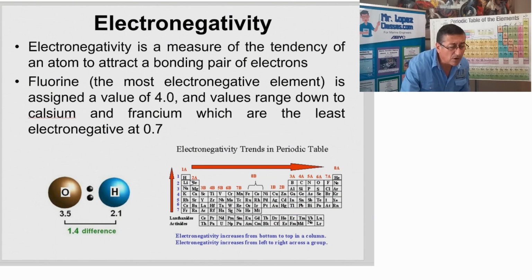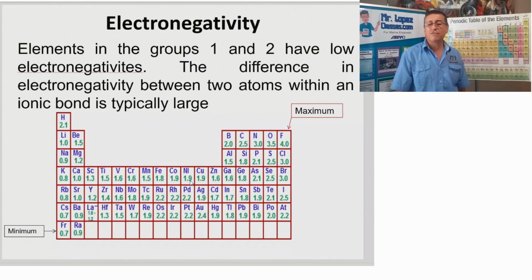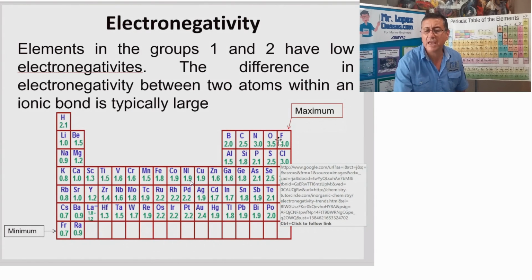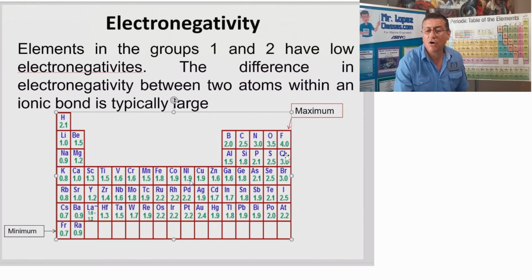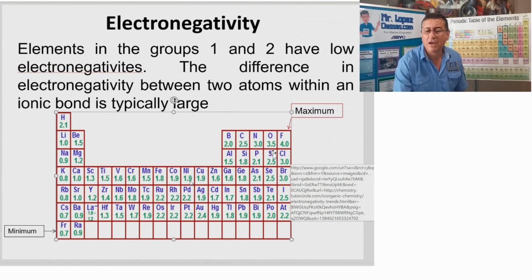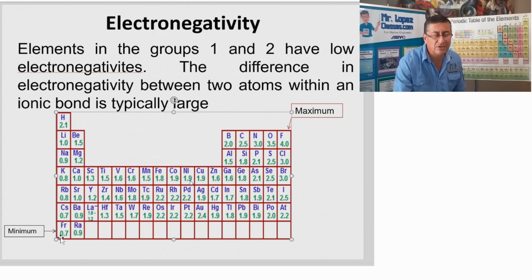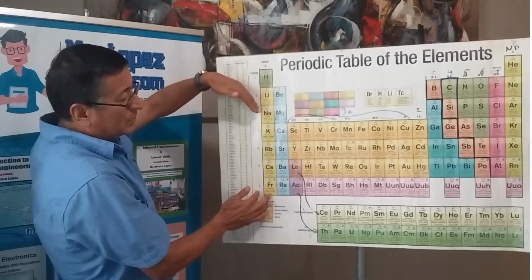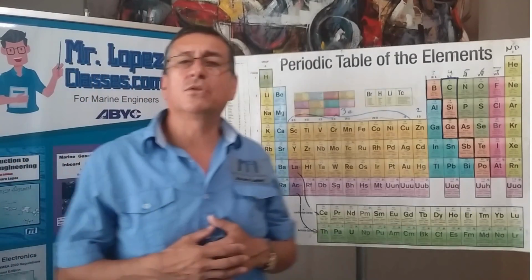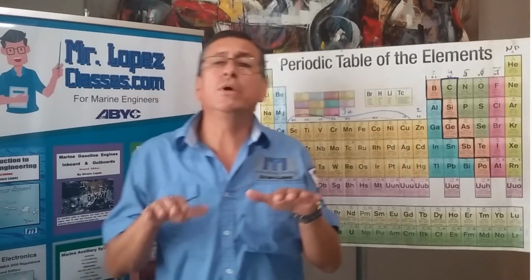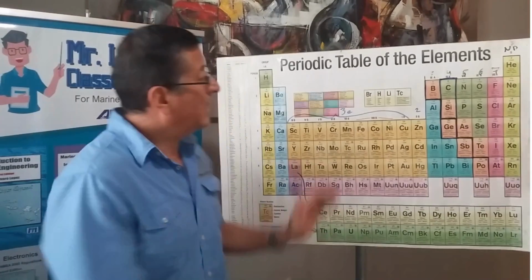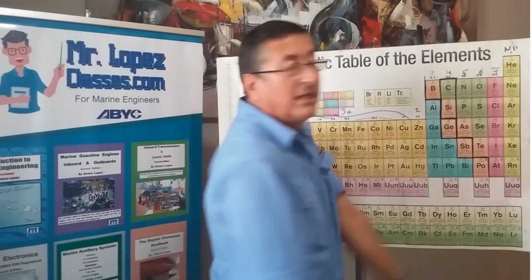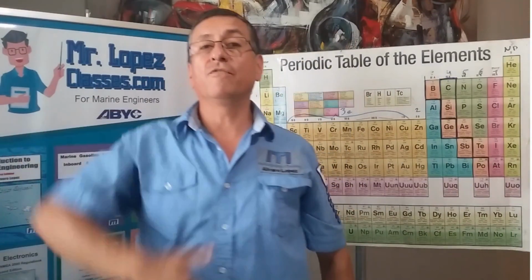In this table, I have the values of electronegativity. If you check in this table, for example, fluorine is 4.0. Oxygen 3.5. Let me check aluminum 1.5. Let me check francium 0.7. The elements located in group number 1 and group number 2 are the elements with low level of energy. And the elements located in those groups are the elements with high level of energy.